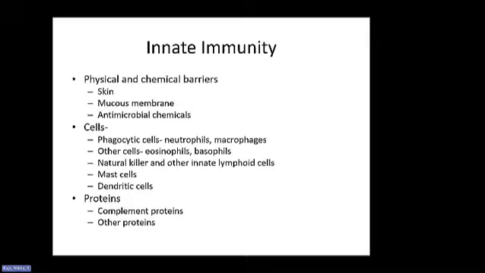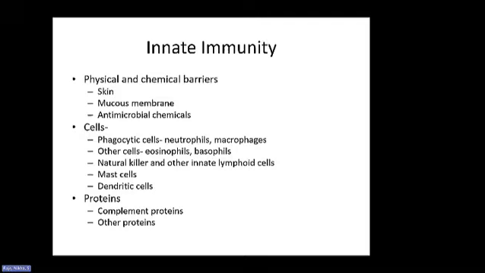So let's start with the components of innate immunity. The first line of defense is provided by a physical barrier, and that physical barrier is provided by skin, mucous membrane, and also some chemicals in those physical barriers, and that's provided by antimicrobial chemicals. There are certain cells of the innate immune system, such as phagocytes, neutrophils, and macrophages, other cells like eosinophils and basophils, natural killer cells or other innate lymphoid cells or ILCs, mast cells, dendritic cells.